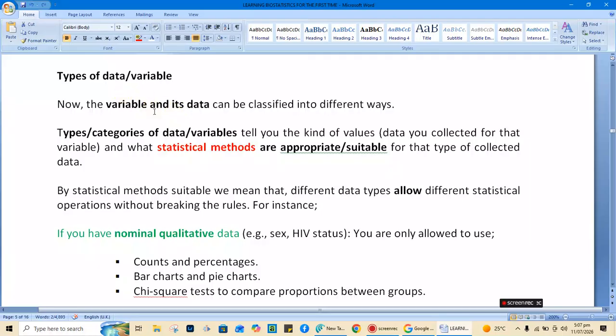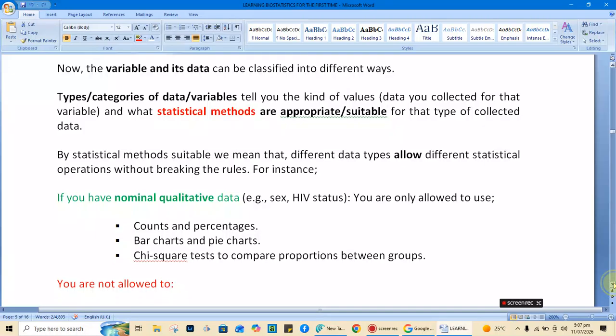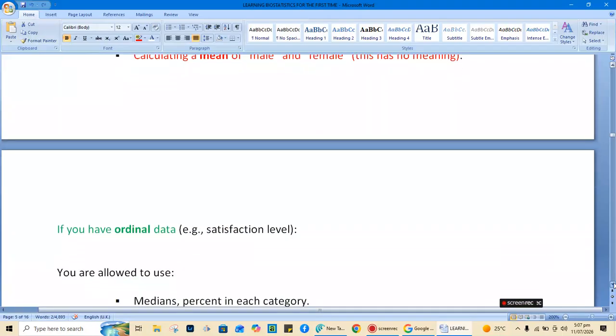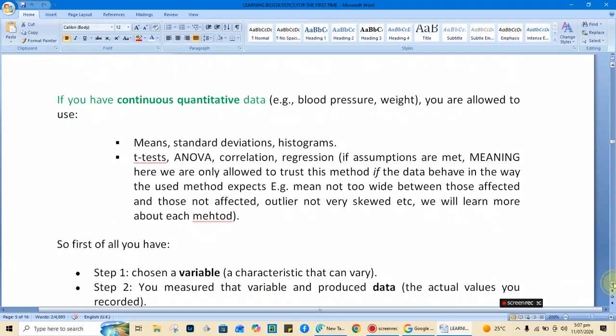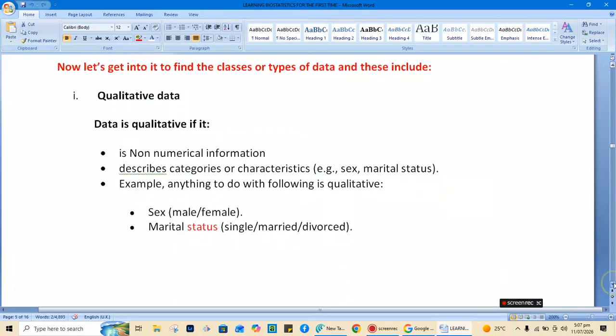So data comes in different ways depending on how you've collected it. Remember, we said if you've collected data through observing, then that data is going to be called what? Qualitative data. But if you collected your data through measurements using instruments, that data is called what? Quantitative data.